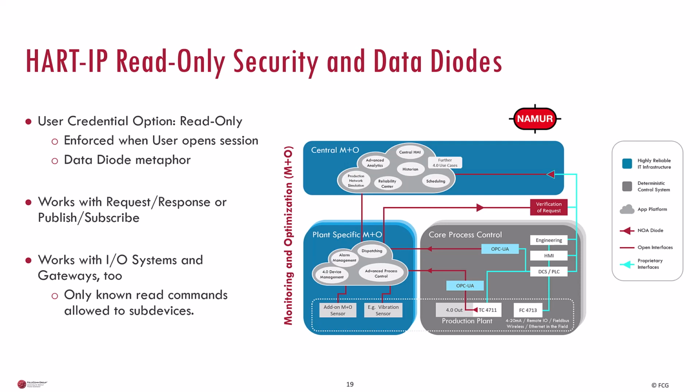One of the cool things we added when we did communication security is the read-only option. This allows us to follow that data diode metaphor where a particular user can only read things. Request and response commands could go back and forth, or it could be publish subscribe, but no writes are allowed. You can't change the configuration. Of course, this works not only with field devices, but with I/O systems and gateways, because they know which commands are read commands from the HART protocol. So they can enforce it on the sub-devices, even if the sub-device is a 4 to 20 milliamp device.